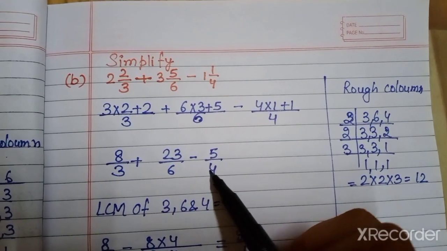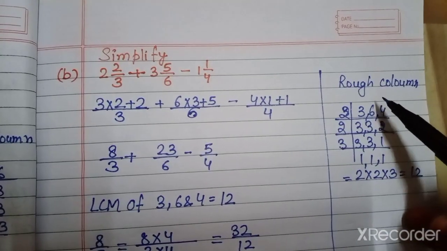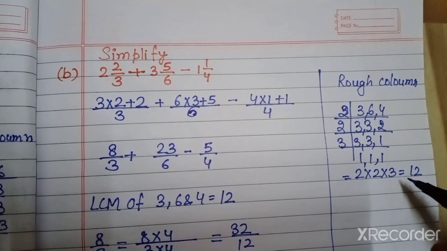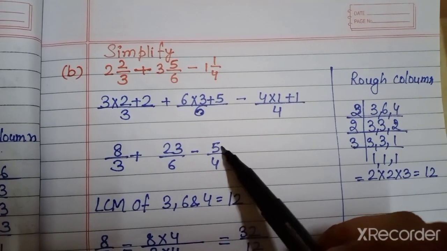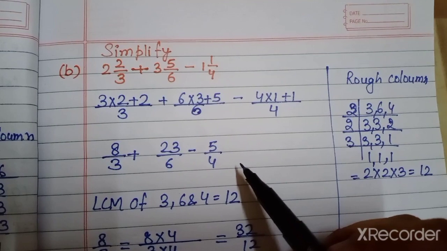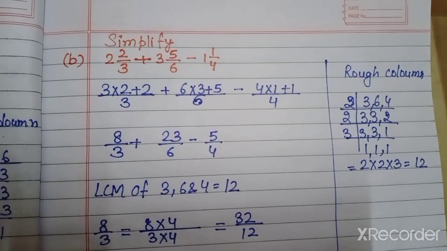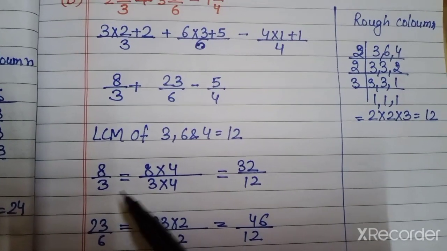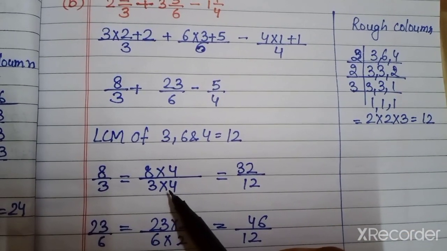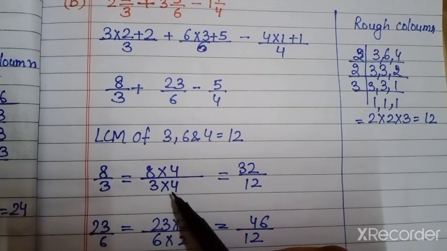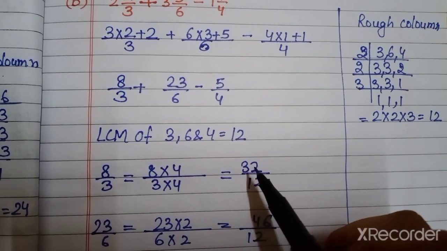All the denominators are different, so we will take the LCM of 3, 6 and 4. I have solved it here. The LCM of 3, 6 and 4 is 12. Now we will make 8 by 3, 23 by 6 and 5 by 4 equivalent fractions in which we take 12 as the common denominator. How to convert it? Let's see. 8 by 3. For making 3 equivalent to 12, we will multiply by 4. So in the denominator we have multiplied by 4, and in the numerator also we will multiply by 4. 3 multiplied by 4 is 12. 8 multiplied by 4 is 32.